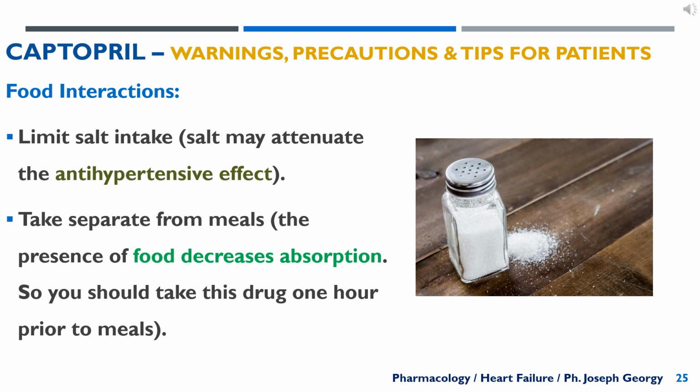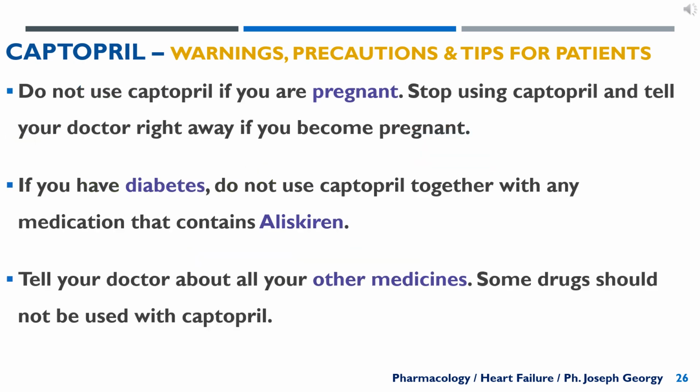Take separate from meals. The presence of food decreases absorption of this drug, so you should take this drug 1 hour prior to meals. Do not use captopril if you are pregnant. Stop using captopril and tell your doctor right away if you become pregnant. If you have diabetes, don't use captopril together with any medication that contains aliskiren. Tell your doctor about all your other medicines. Some drugs should not be used with captopril.